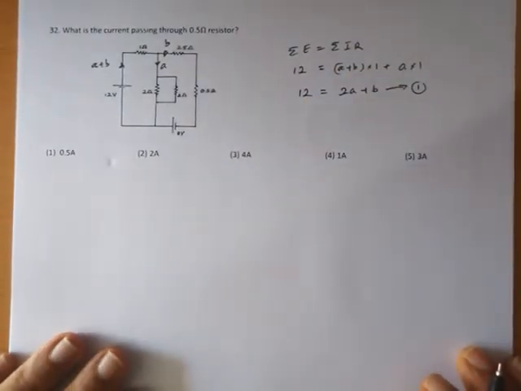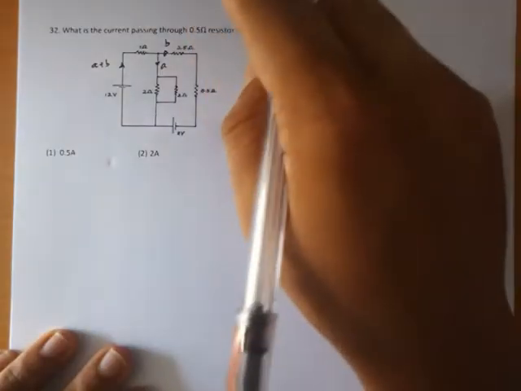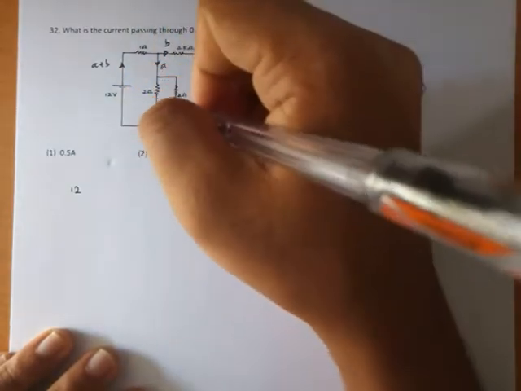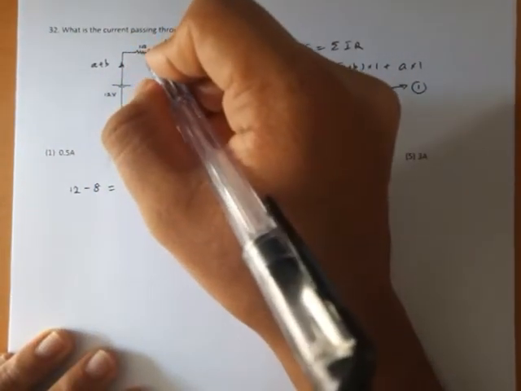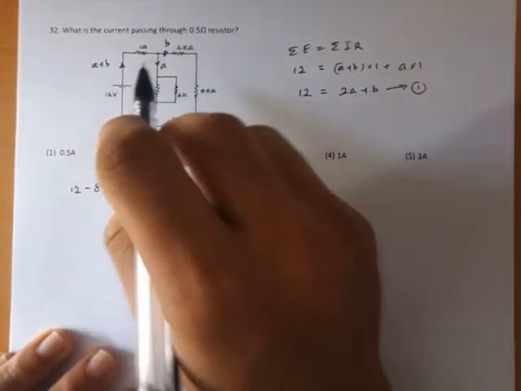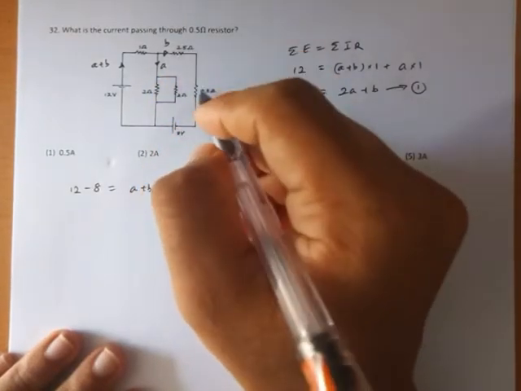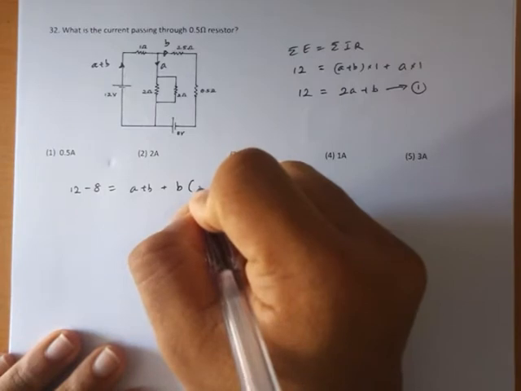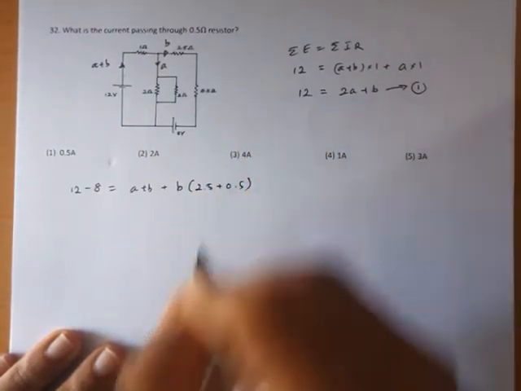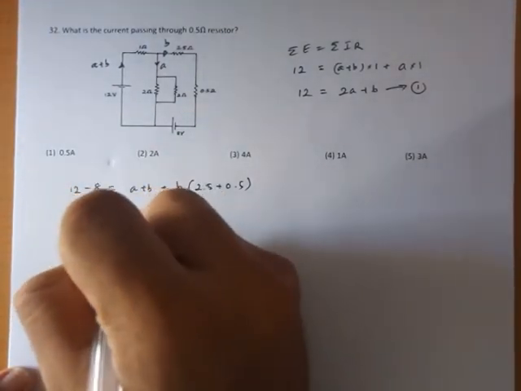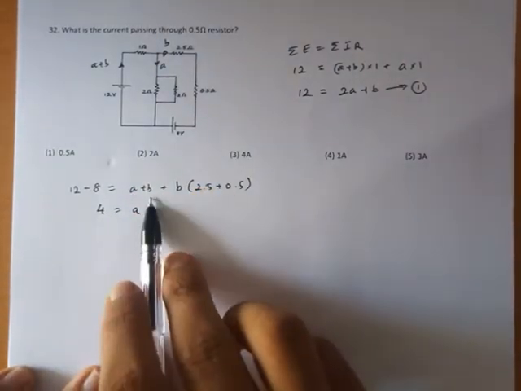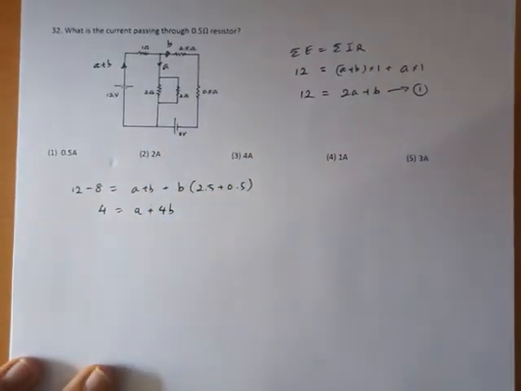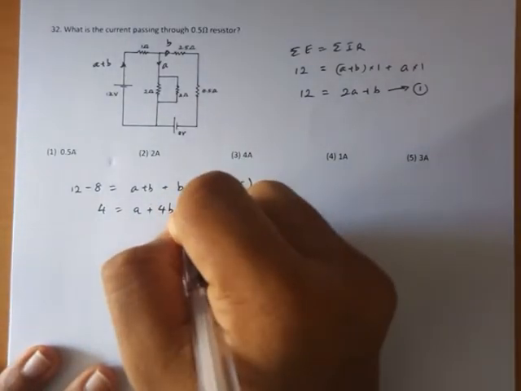Now again I can consider Kirchhoff's law in this loop. We have 12 minus 8 equals A plus B times 1, plus B times 2.5 plus B times 0.5, that is actually B times 2.5 plus 0.5. So 12 minus 8 we get 4 equals A plus, here we get B and 3B, 2.5 plus 0.5 is 3B, and B makes 4B. So I take this as my equation 2.